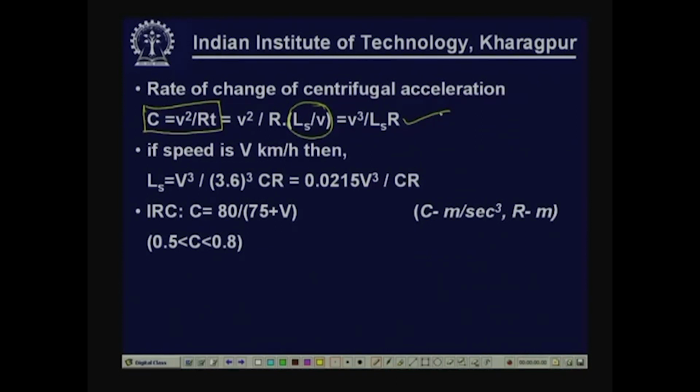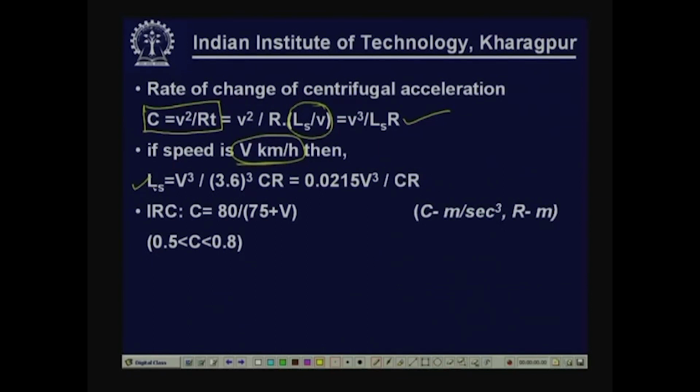So, C equal to Vq by Ls R. If V is in meter per second, R is in meter, length of the transition curve is also in meter. Now, if we use V as kilometer per hour instead of meter per second, then there will be an appropriate conversion factor. In that case, C will be 0.0215 Vq by C into Ls. Now, whatever equation we use, we can calculate the length Ls from this basic equation.